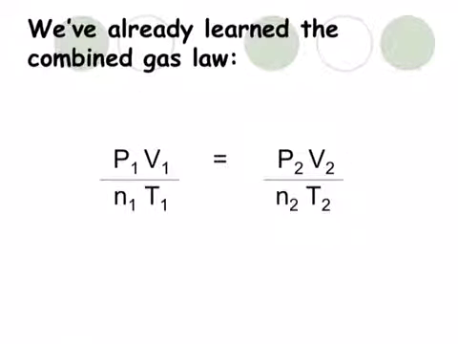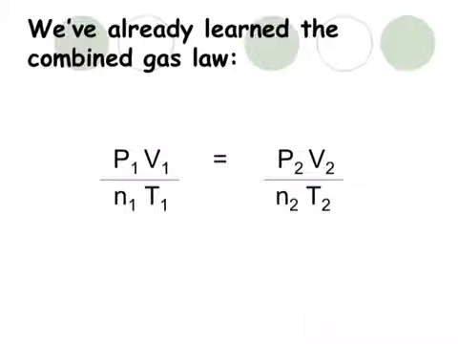So we already know the combined gas law. On your notes, it has a place for you to write it at the top of the page where it says we have already learned this. In that white space, you're writing P1V1 over n1T1 is equal to P2V2 over n2T2. Don't forget our T2.